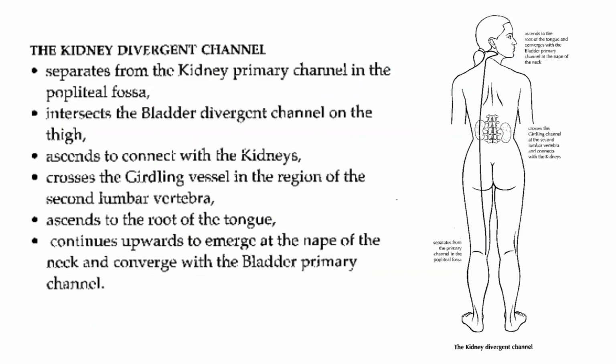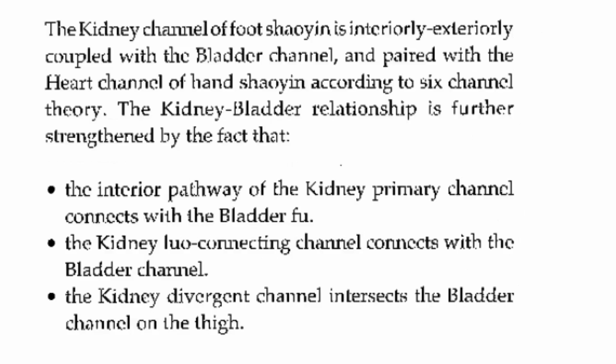To recap, the kidney divergent channel separates from the kidney primary channel in the popliteal fossa, intersects the bladder divergent channel on the thigh, ascends to connect with the kidneys, crosses the girdling vessel in the region of the second lumbar vertebra, ascends to the root of the tongue, and continues upwards to emerge at the nape of the neck and converge with the bladder primary channel.